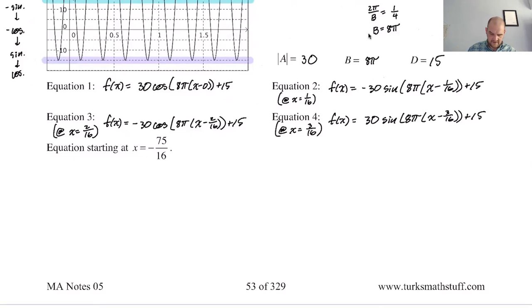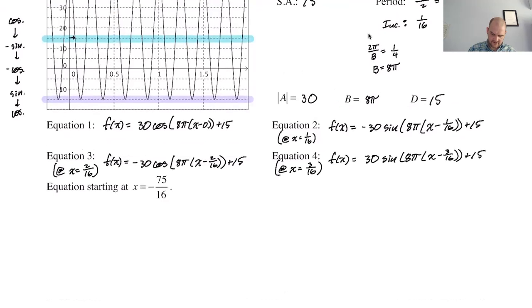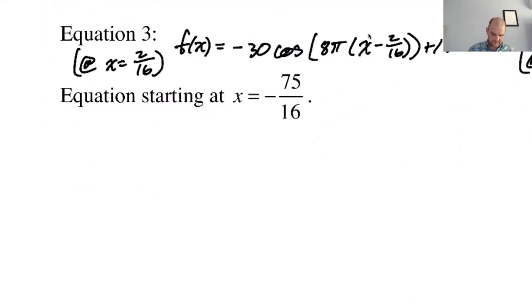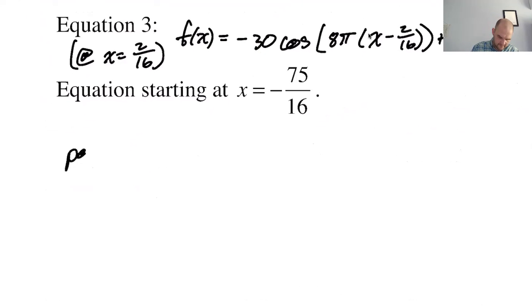All right, what are we doing here? So I want to start at negative 75/16, which means I got to find what that is coterminal to. So is there a way that I can do that? So I know that the period is 1/4.